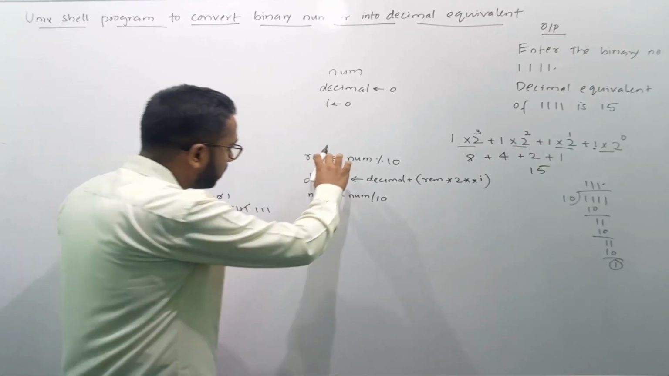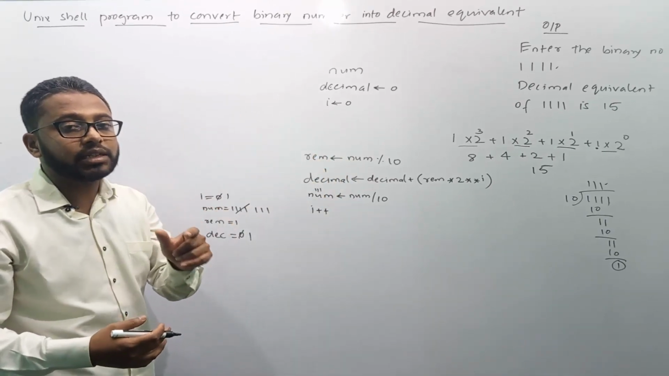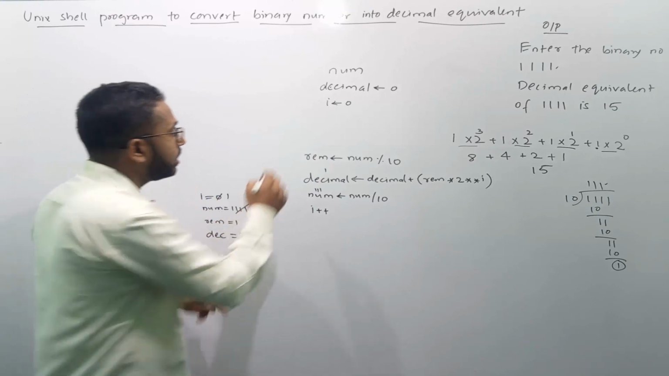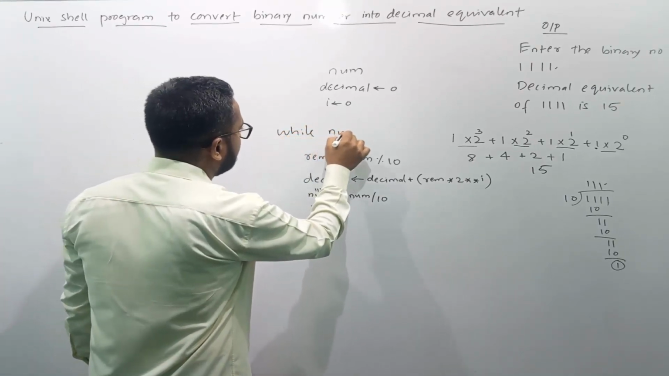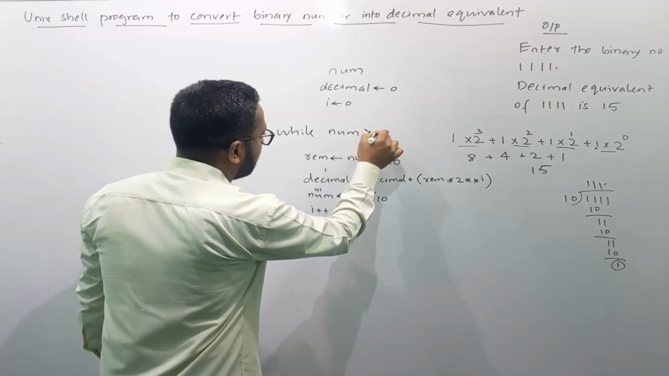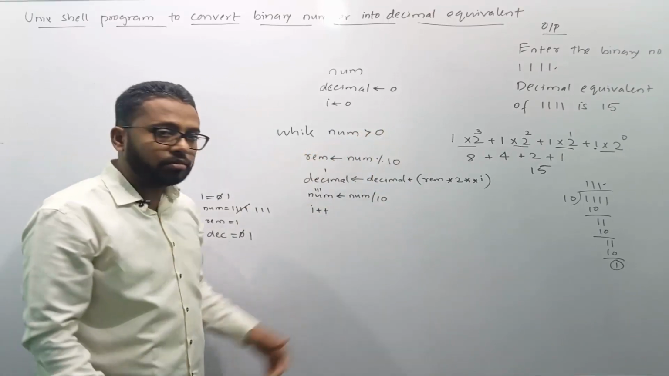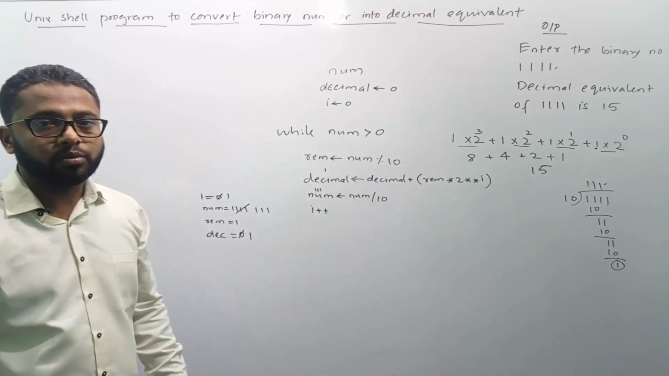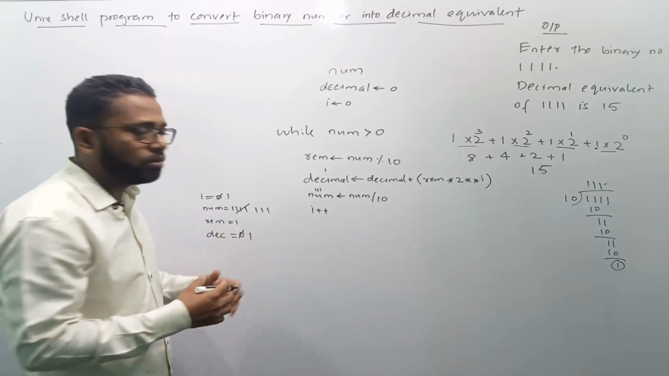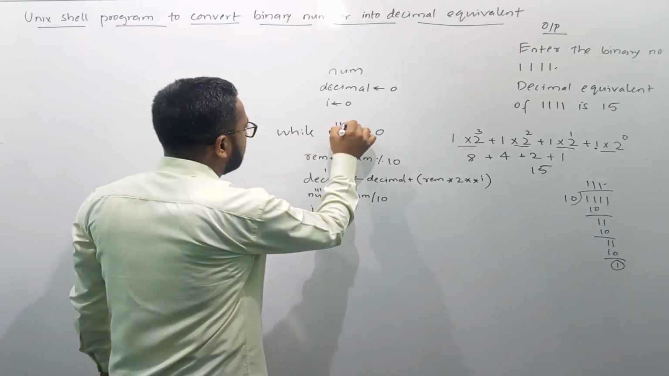Next I need to perform the same set of steps again and again until a specific condition gets satisfied. So what is that condition? We need to perform these 4 steps while the num value is greater than 0. Once the value of num becomes 0, the condition becomes false and control comes out from the while loop.